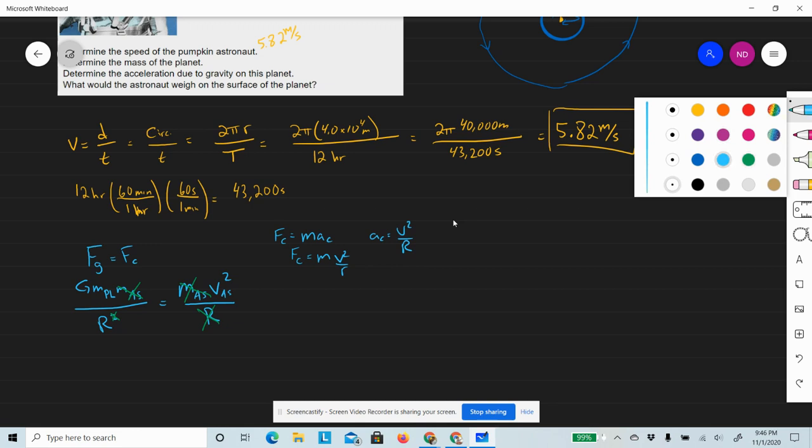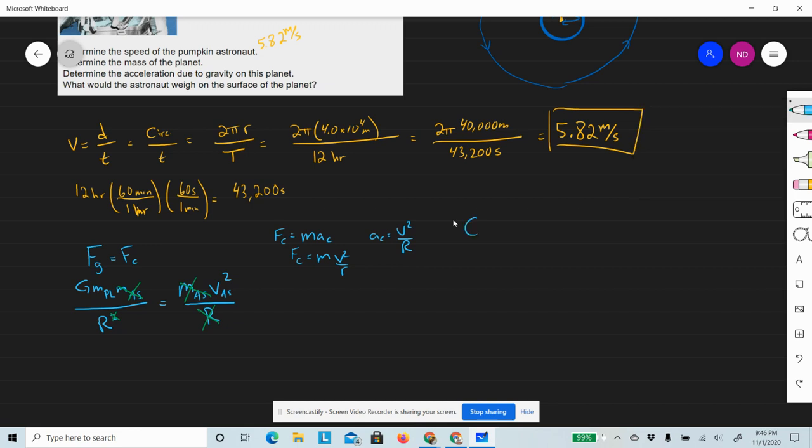So our equation is going to become something like the universal gravitational constant times the mass of the planet divided by r equals the velocity of the astronaut squared. We have the velocity of the astronaut. We know this. We just figured that out. G is a universal constant. R we figured out was 40,000. That will allow us to solve for the mass of the planet.